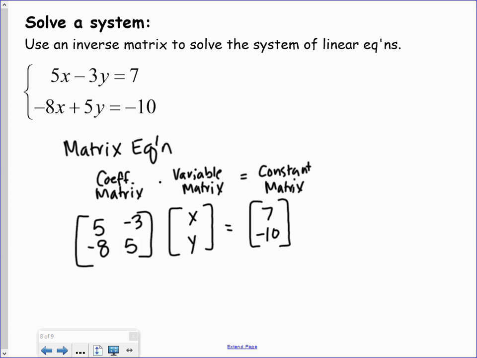Now when I'm introducing this topic, I like to think about it like, what if this was, back in Algebra 1, the equation 3x = 6? How would you solve?